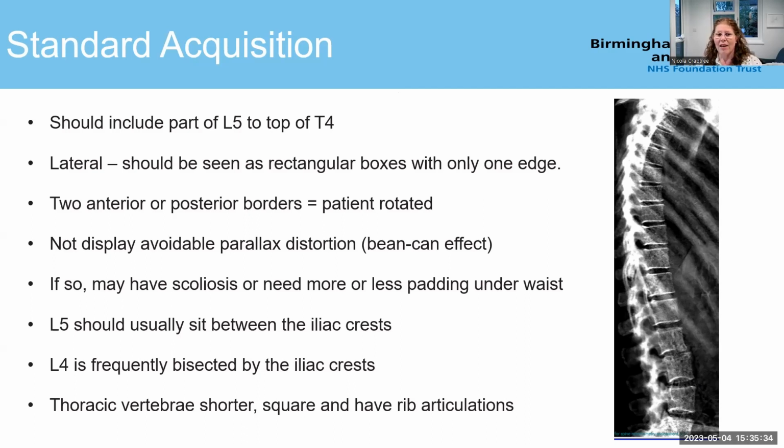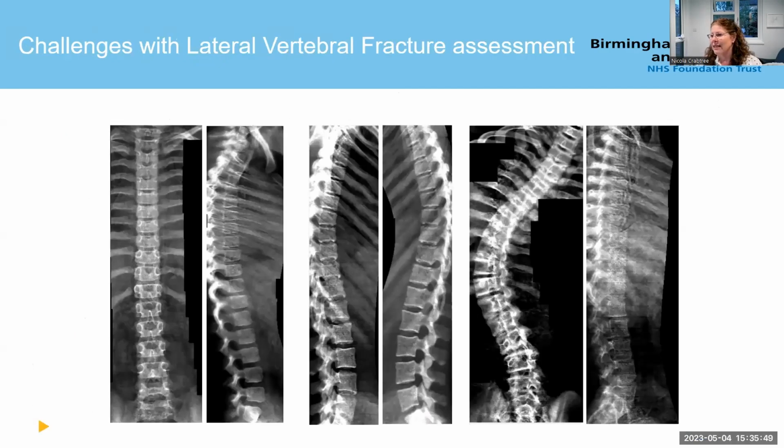And you need to try and make sure that where there's evidence of any sort of scoliosis, if it's mild scoliosis, that there's sufficient padding to try and make sure that the spine is as parallel to the scanning couch as possible. There are some challenges, and these are not unique to children, but challenges that we see.